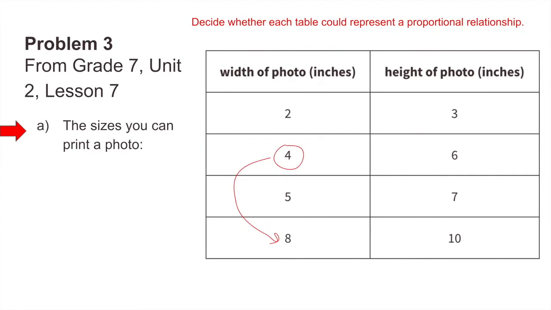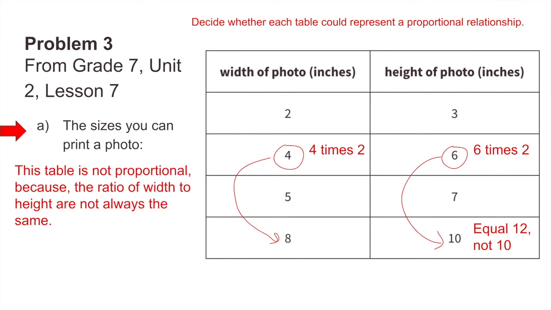When the width of the photo in inches goes from 4 to 8, that's doubling 4, so 4 times 2 is 8. We'd have to do the same thing to the height of the photo. 6 times 2 would equal 12, not 10. So we know that this is not a proportional relationship. This table is not proportional because the ratios of width to height are not always the same.